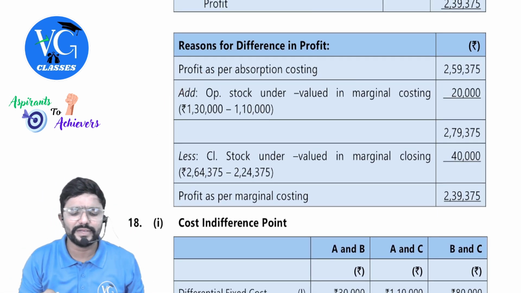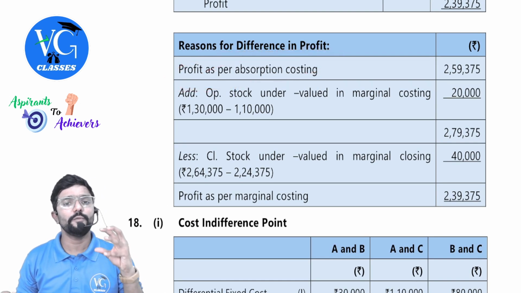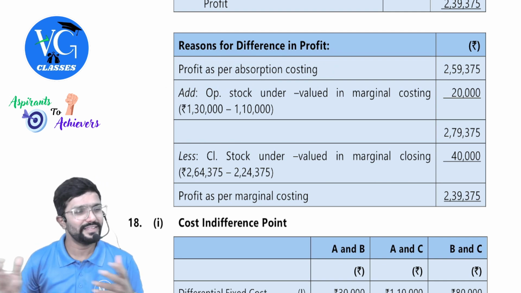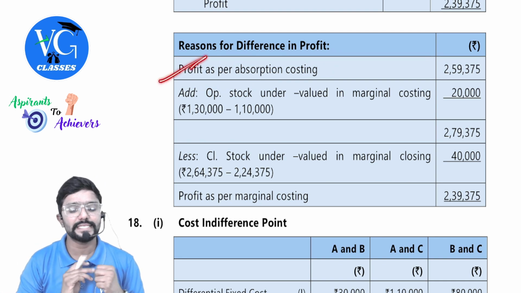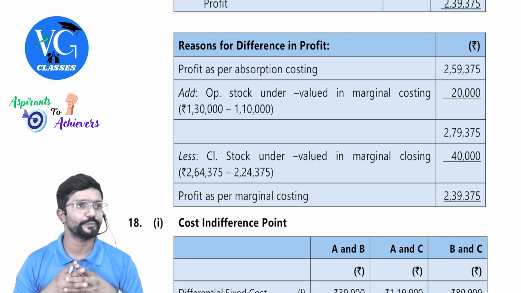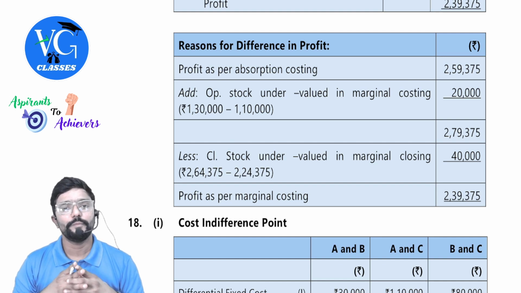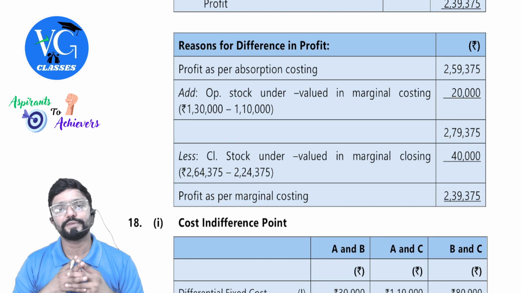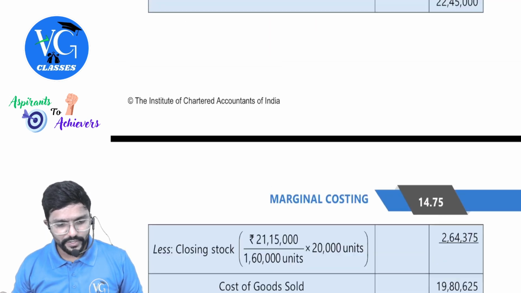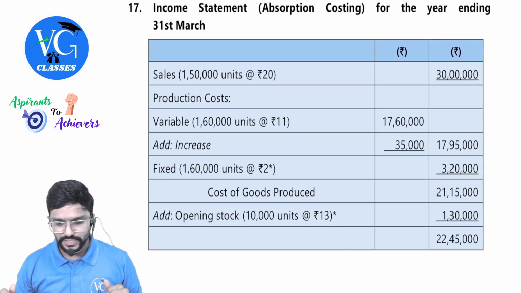Better you write like this because my starting point is absorption. Now you write opening stock overvalued in absorption cost. Okay, either way it is same only, but as the base is my absorption costing profit, you always think from that point of view. Opening stock overvalued in absorption costing 20,000. Now coming to closing stock. In absorption costing, how much, guys?